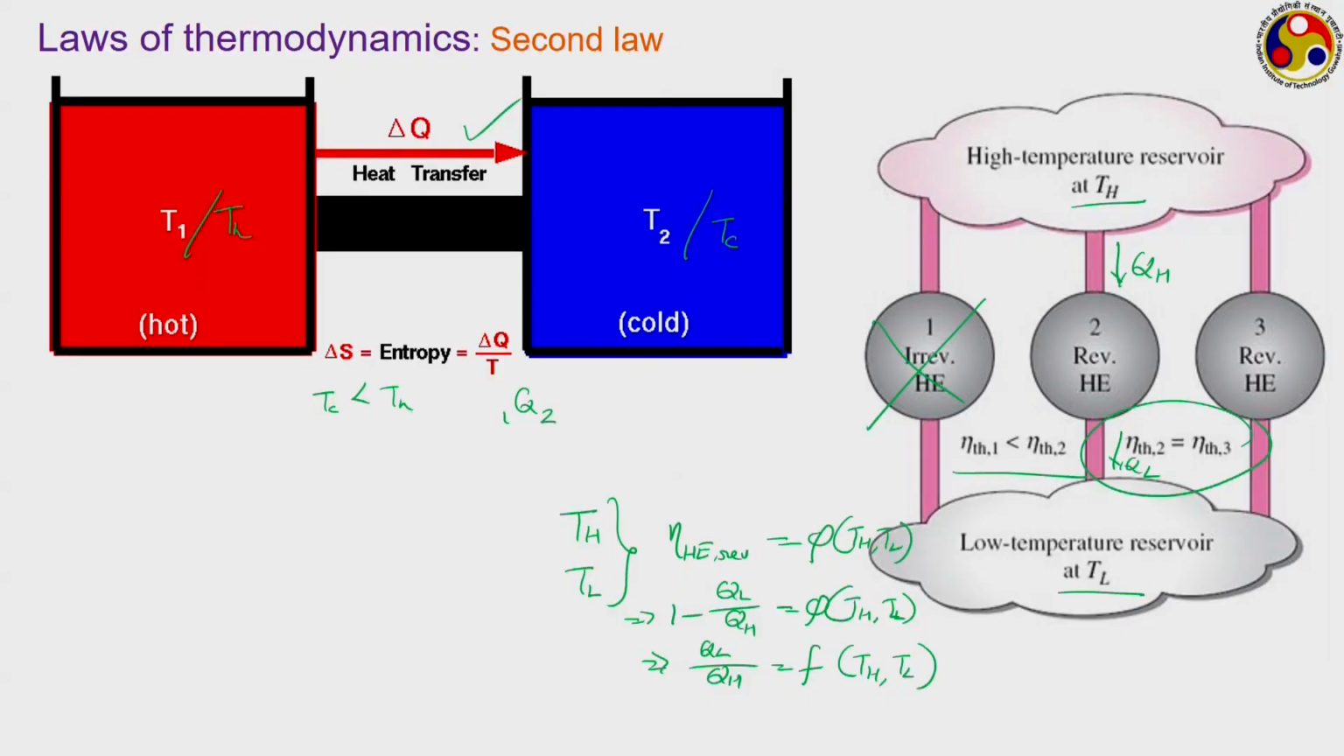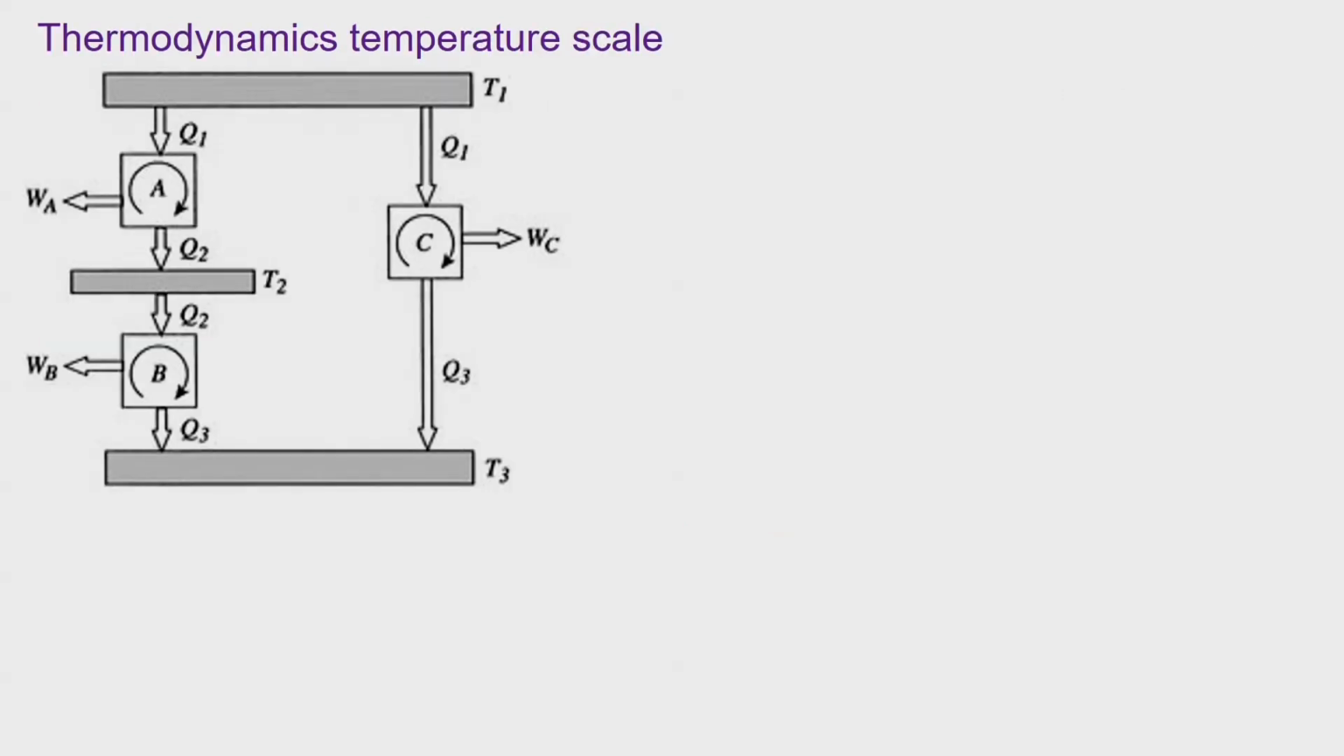To derive the expression for this function f, we know that the efficiency or corresponding ratio of heat interaction is a function of only the two temperatures. Now, we have to identify the nature of this function f. So, here we consider this particular situation. Here we have three reservoirs, one at temperature T1, at T2 and T3. Here this T1 is greater than T2, greater than T3.